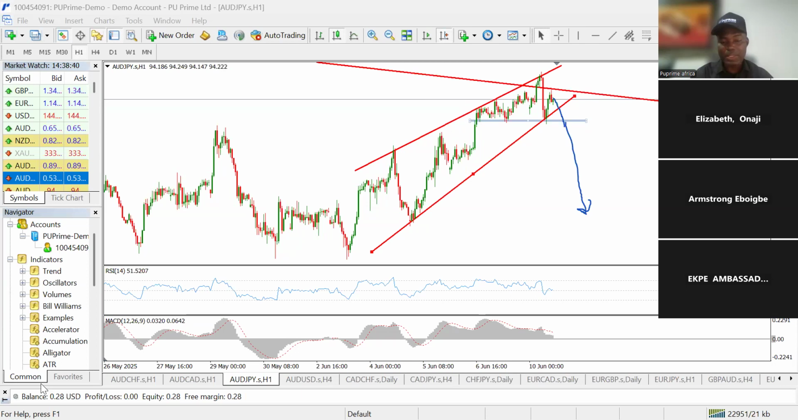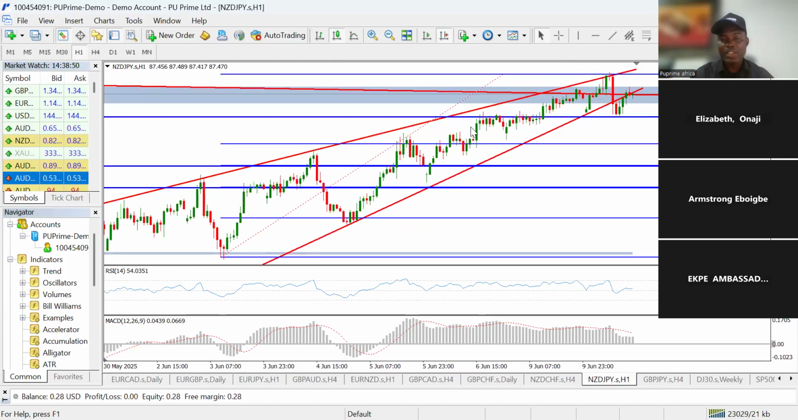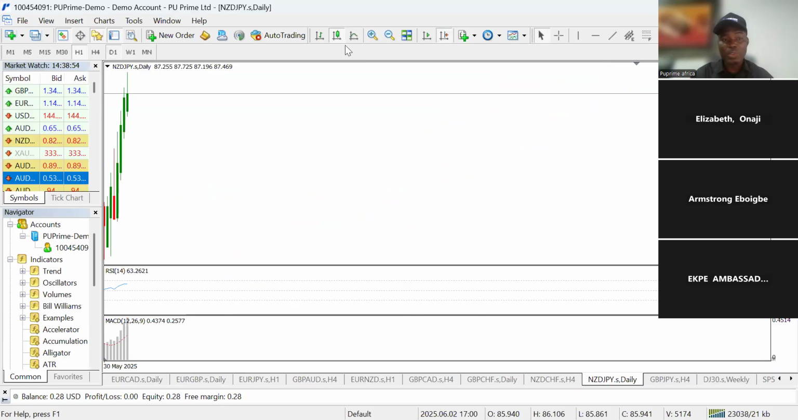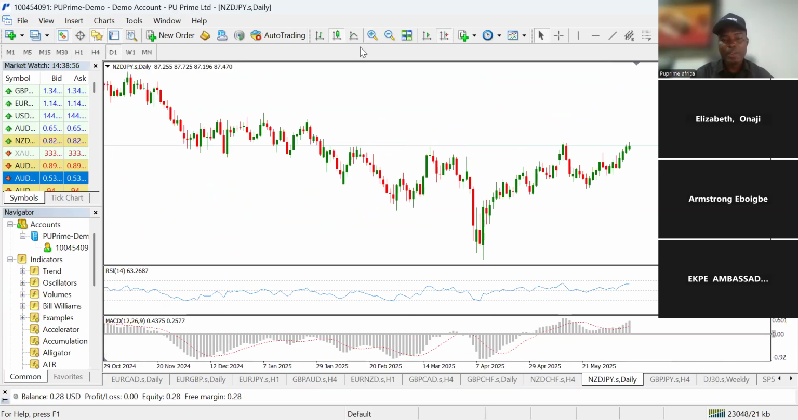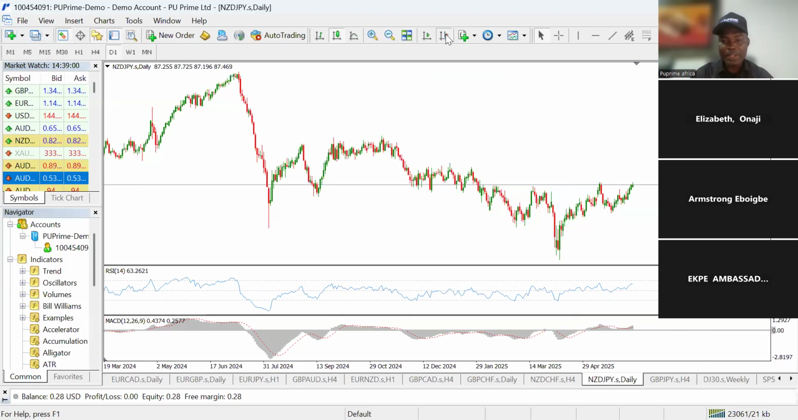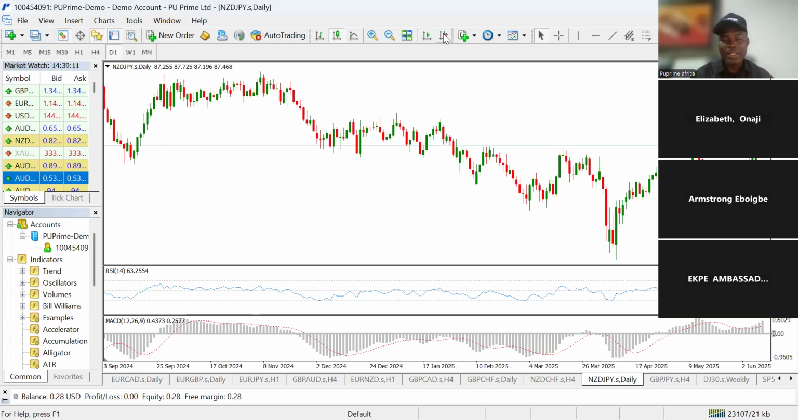Like I said, the other one is very, very closely related to it, very positively related, and that's the New Zealand JPY. So whichever one triggers first is the one we will trade out of the two of them. But the New Zealand JPY is slightly different. This one, the trend line is not touching like the AUD JPY. It's not really completing the downtrend. But what we have here is a resistance.